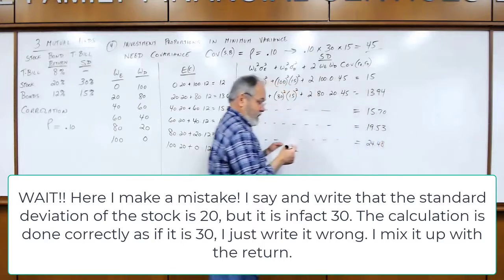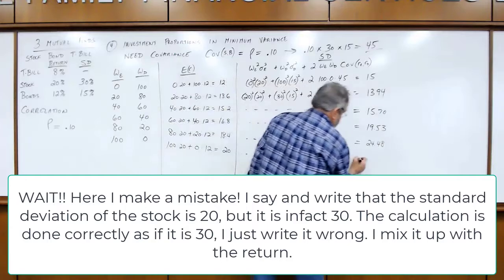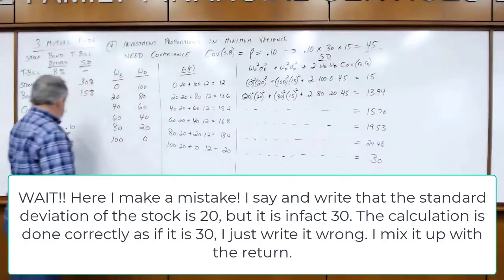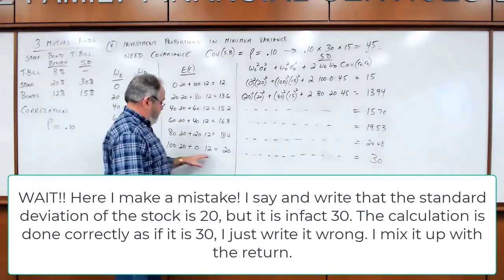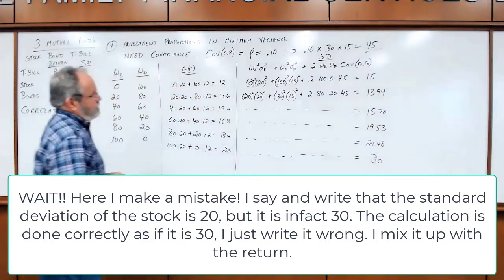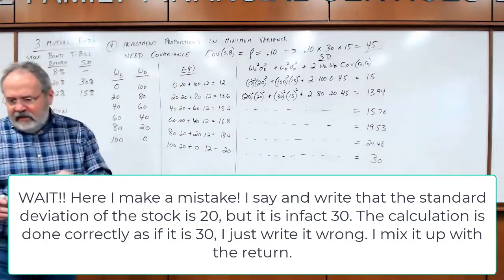24.48. What do you think this one's going to be? Yeah, exactly. 30 standard deviation, 100% in equities. Okay? So that's question number 5. We did 4 and 5.